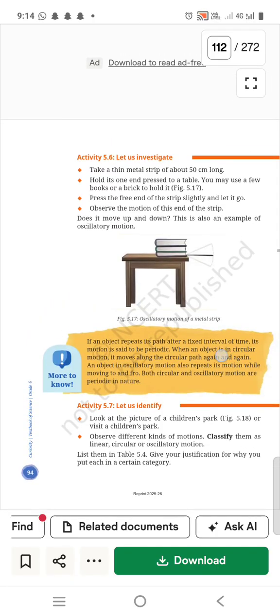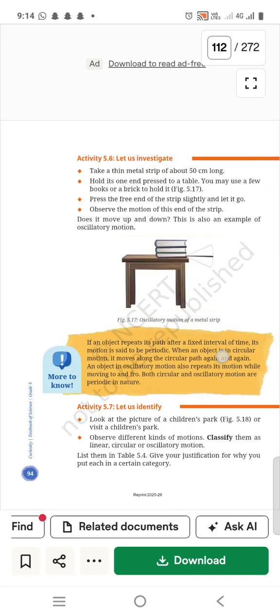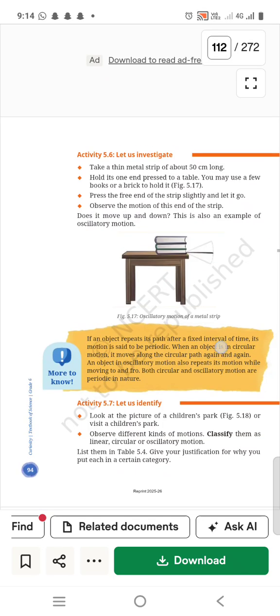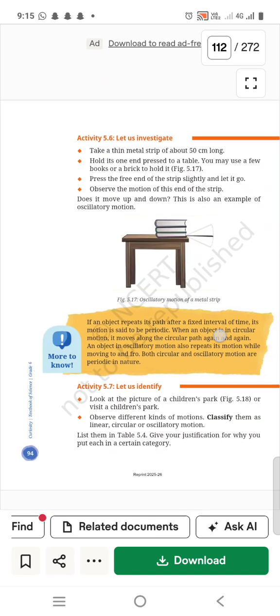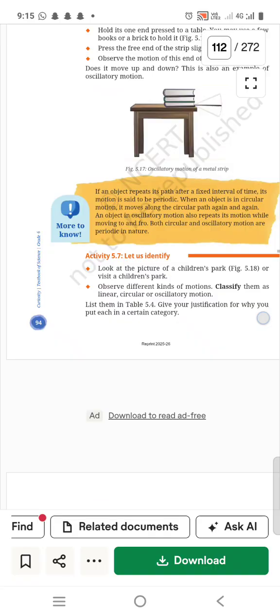Here you put one table, then you put one scale, and on top of it you put three books. Then it will go up and down, that is also oscillatory motion.